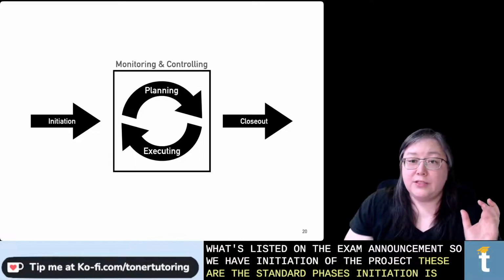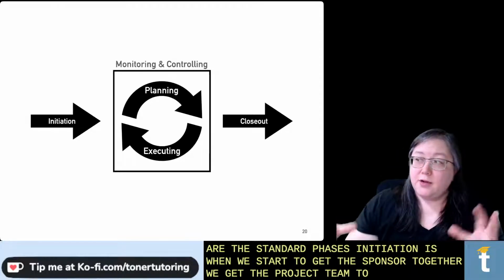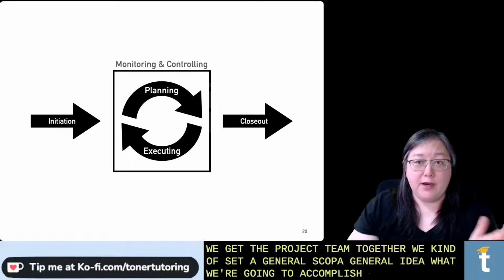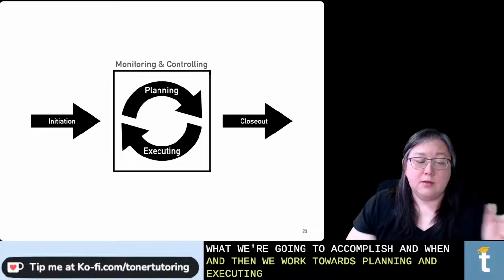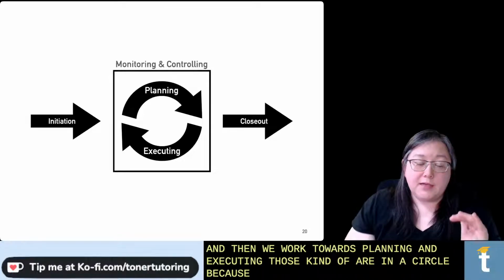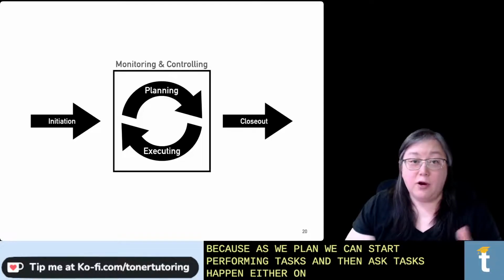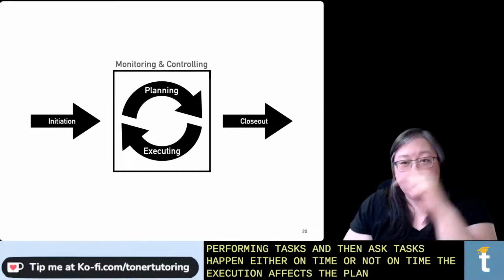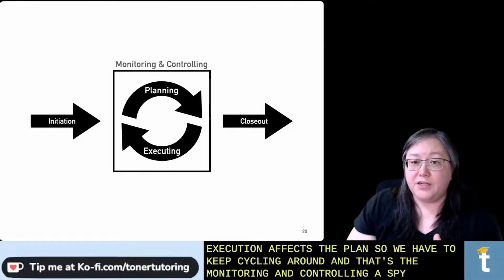Initiation is when we start to get the sponsor together, we get the project team together, we kind of set a general scope, a general idea of what we're going to accomplish and when. And then we work towards planning and executing. Those kind of are in a circle because as we plan, we can start performing tasks. And then as tasks happen either on time or not on time, the execution affects the plan. So we have to keep cycling around. And that's the monitoring and controlling aspect of project management.